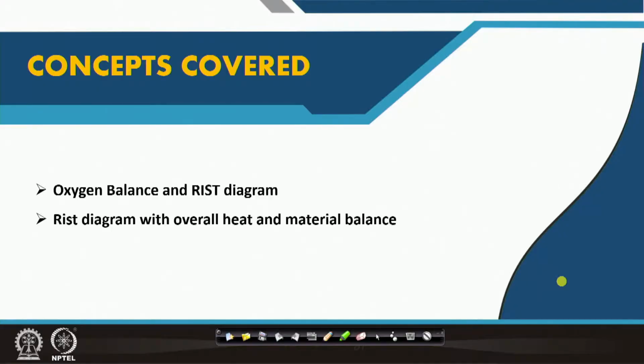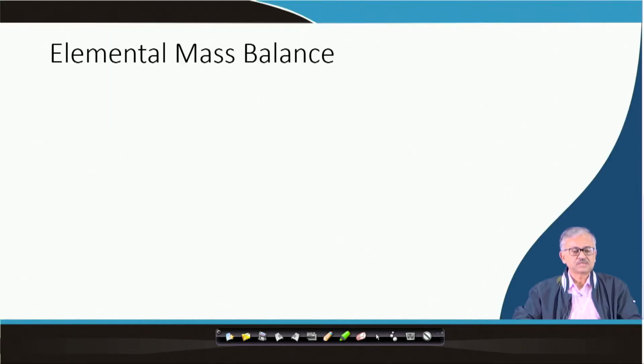So, the concepts covered here are the oxygen balance and the RIST diagram, and the RIST diagram with overall heat and material balance. These two things will be there. First of all, we will discuss the oxygen balance and the RIST diagram.